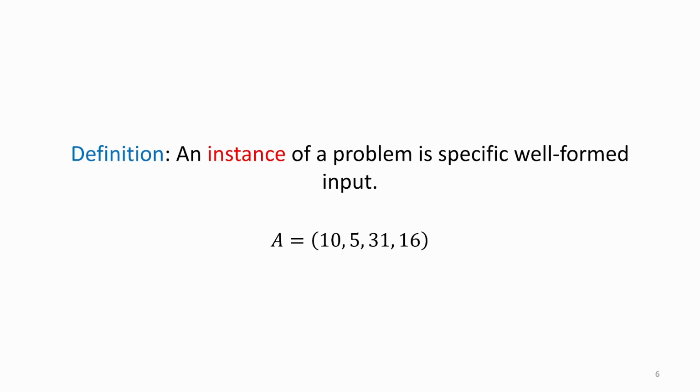And the distinction that we make between the general problem and the specific problem is what we're going to call the specific problem an instance. In this case, I say an instance is a problem with a specific well-formed input. In this case, we don't just say what the input should look like. We give you an example input that fits the criteria. So here's an instance of the minimum problem.